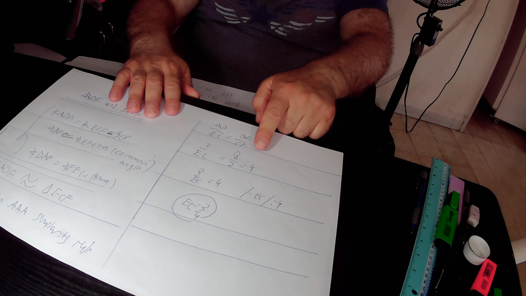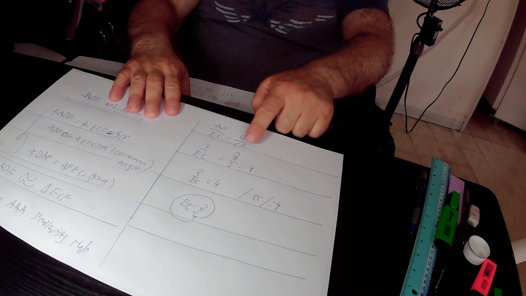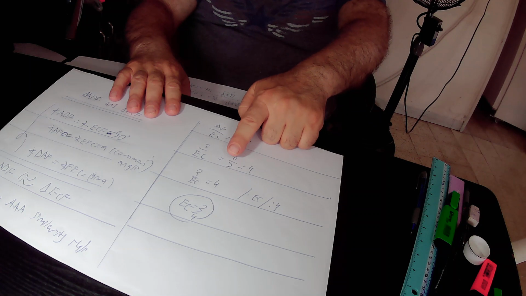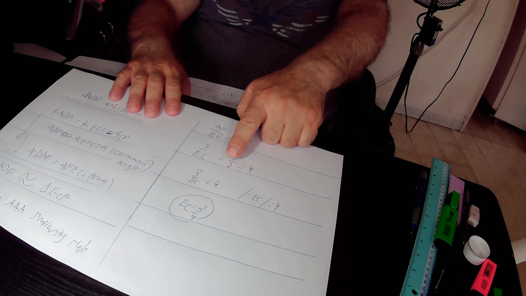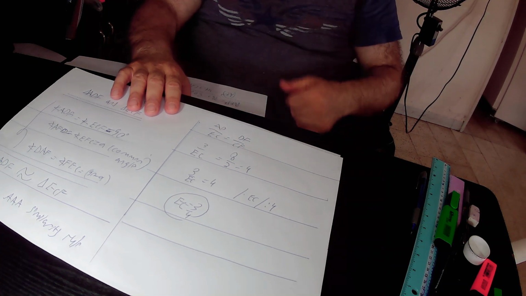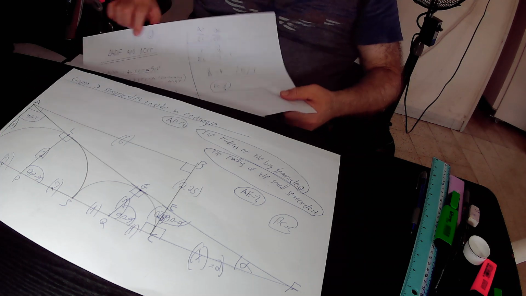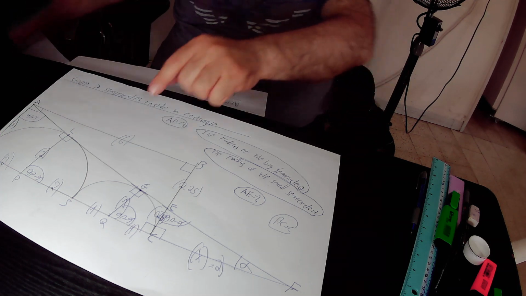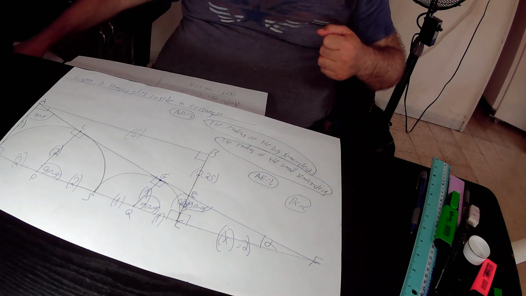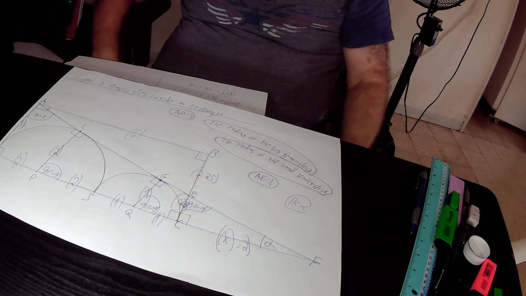8 over 2 is 4. So in conclusion, 3 over EC equals 4. We multiply this equation by EC and then divide it by 4, and finally find out that the missing side EC equals 3/4. So actually this missing side EC equals 3/4, that is 0.75.